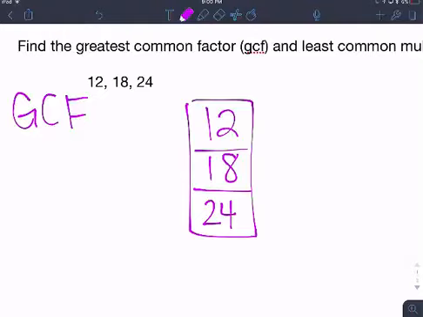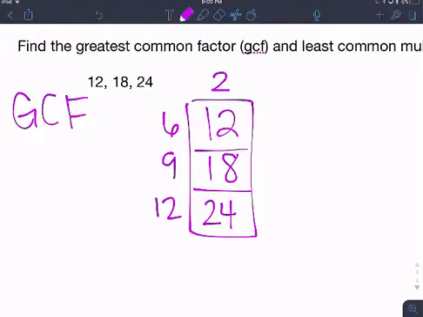What number goes into all three of these evenly? Well, I'm looking here and I see that 2 goes into all three of these evenly, so I'm going to put my 2 on the top. 2 times 6 is 12. 2 times 9 is 18. And 2 times 12 is 24.